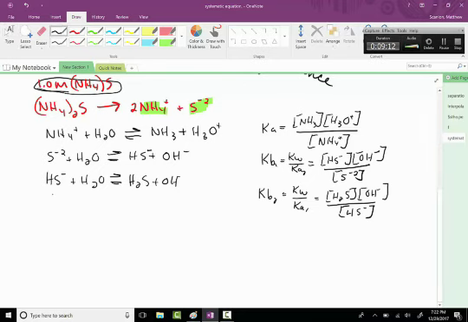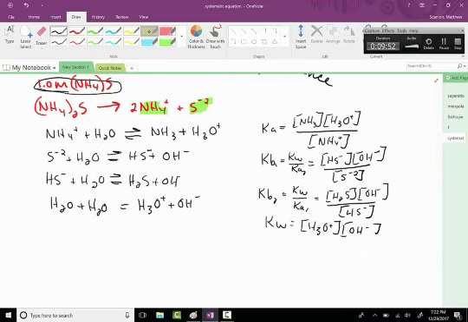I have the water-water reaction. Can never forget that. The water-water reaction gives us H3O plus and OH minus, and that gives us Kw equal to the concentration of H3O plus times the concentration of OH minus. And so now that's all the reactions that I can find. So I'll start counting my unknowns.